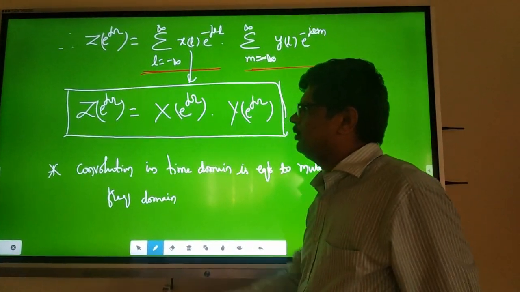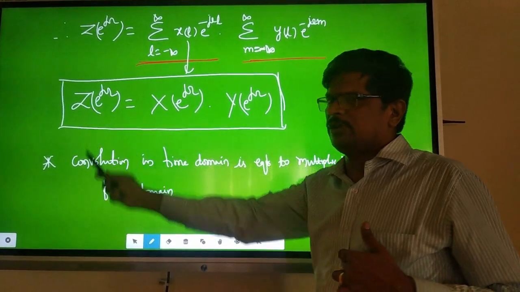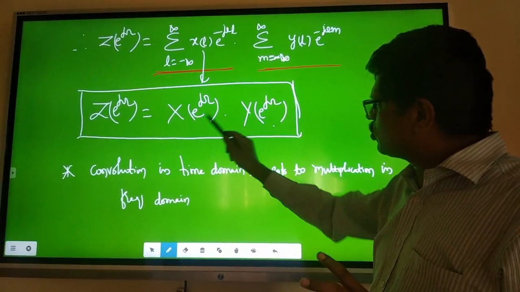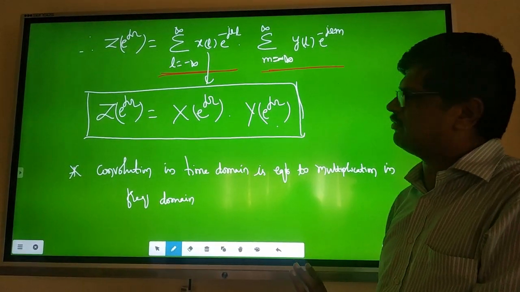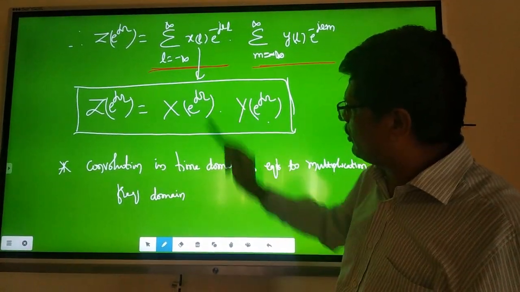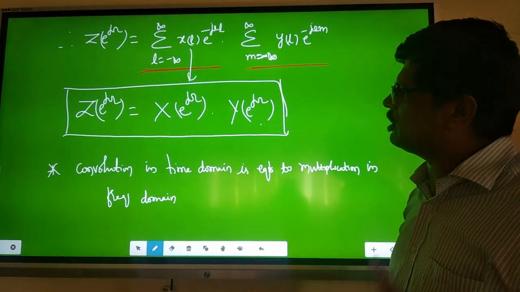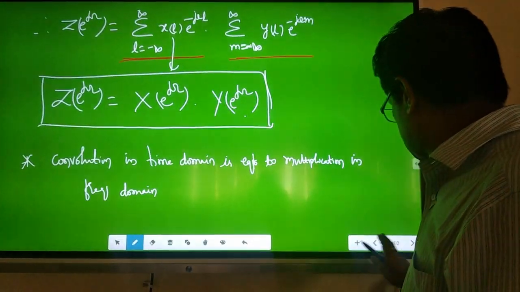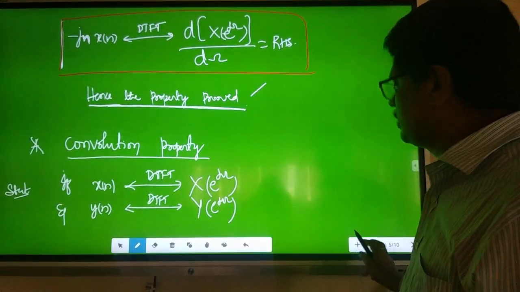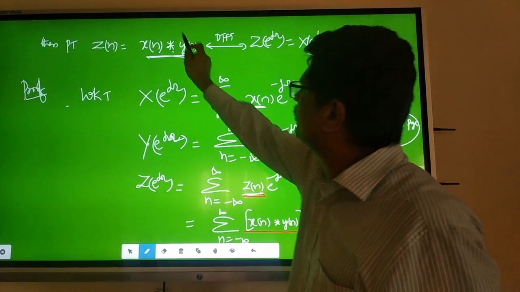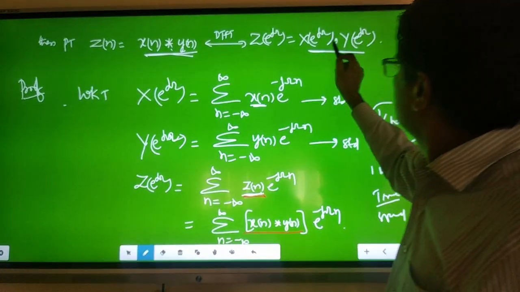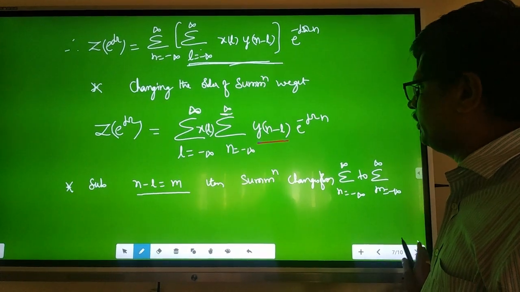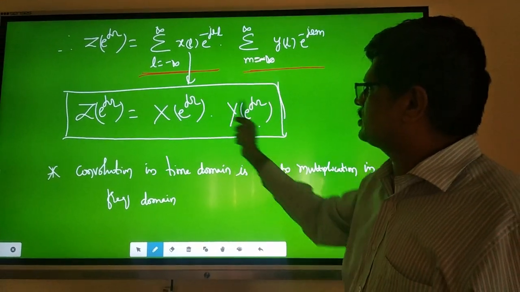Therefore the output RHS is equal to Z of e power j omega, which is the multiplication of two frequency domain sequences, that is X of e power j omega into Y of e power j omega. That means convolution in time domain is equivalent to multiplication in frequency domain. That's what we proved.